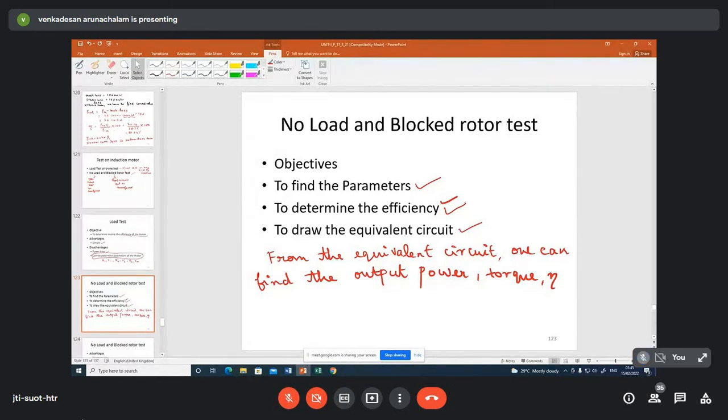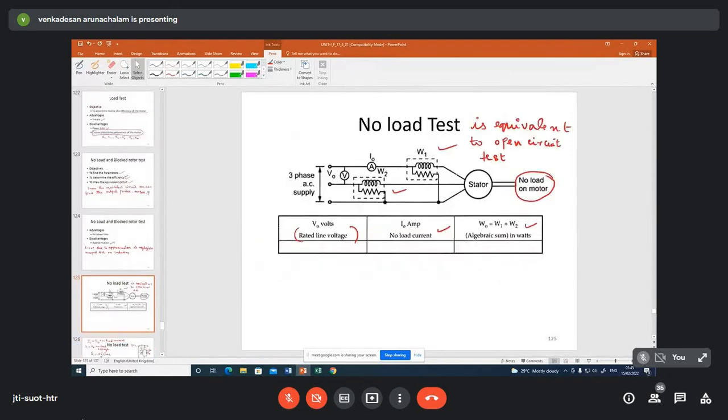Now we have to see how to conduct this no load test and blocked rotor test. One by one we will see. So this is the no load test. The word itself is self-understandable. There is no load connected to the motor, without adding any load. Very similar to the transformer open circuit. Simply you apply the rated voltage and note down the voltage, current and power of the induction machine.